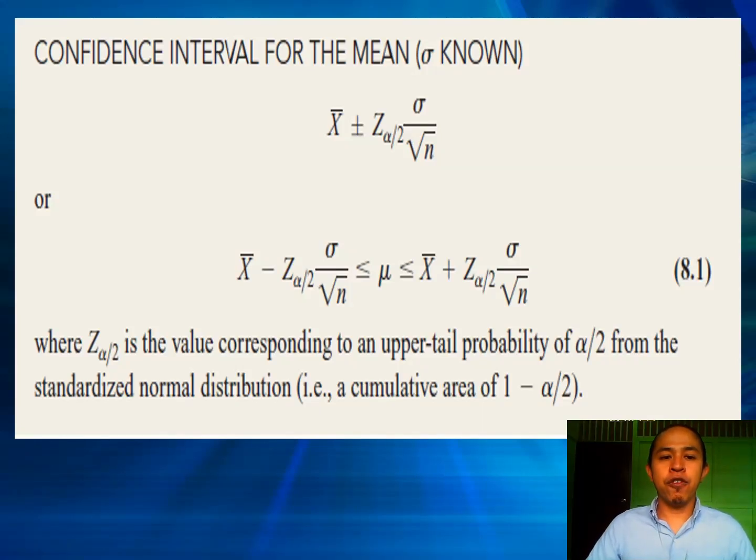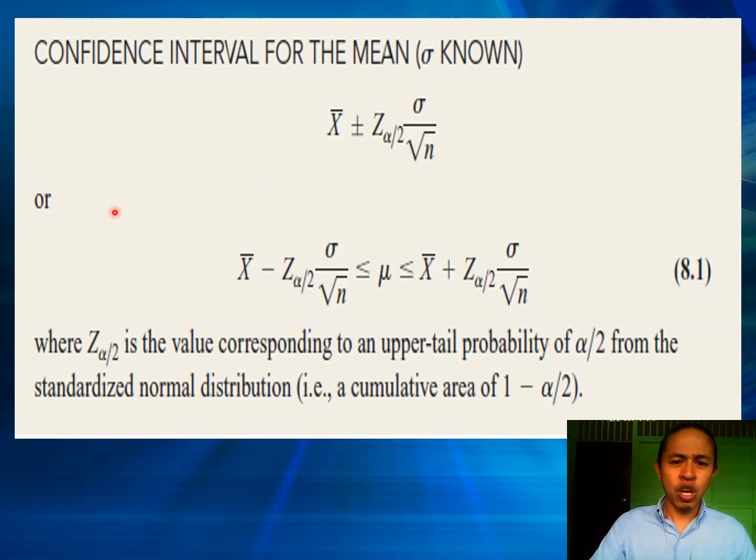So for the confidence interval for the mean, when the standard deviation is known, we are going to use this formula. We have the sample mean plus or minus the z value of alpha divided by 2 times the standard deviation divided by the square root of n.